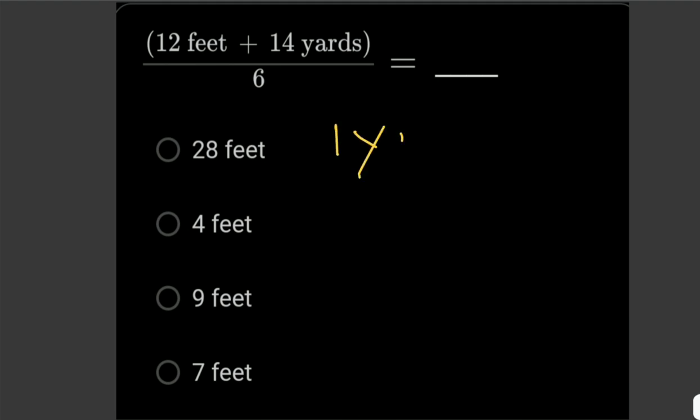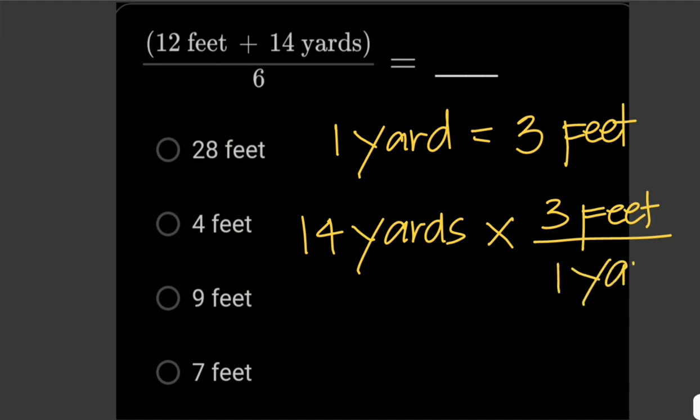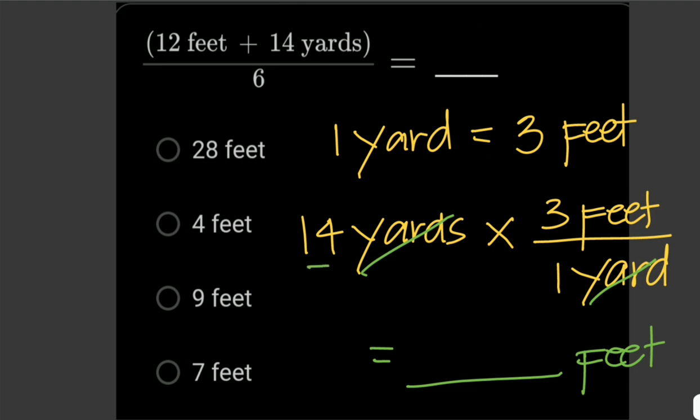So 1 yard is equivalent to 3 feet. Now we can convert 14 yards. You multiply this by 3 feet per 1 yard. Then we'll be left with the feet unit. Then we multiply 14 and 3. 14 times 3 is just equal to 42 feet. Therefore, 14 yards is just equivalent to 42 feet.